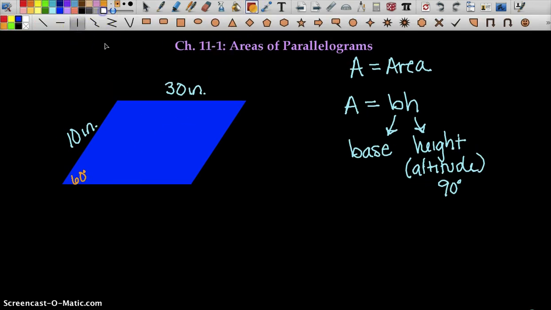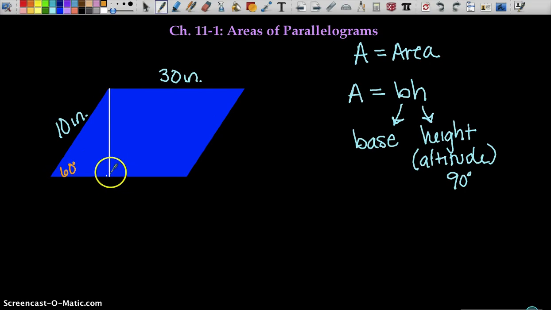Well, we want to draw in from one vertex straight down so that it is perpendicular. Okay, so we make a right angle right here. And now we have one of our special right triangles, a 30, 60, 90. So remember, in a 30, 60, 90, let me draw that out for you real quick. The 60 is the x side, the hypotenuse is 2x, and next to the 30 is x root 3.